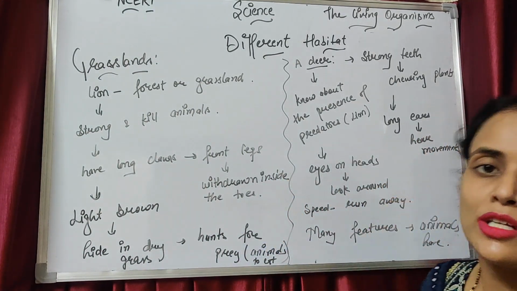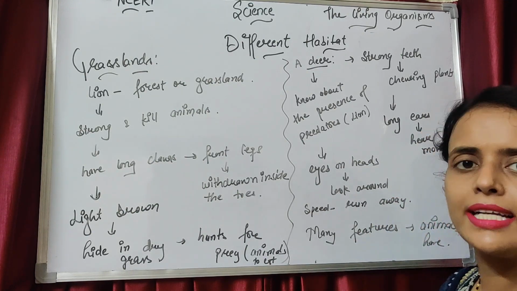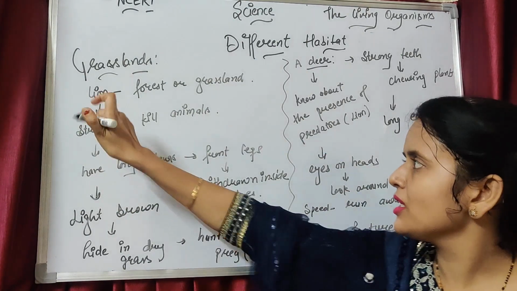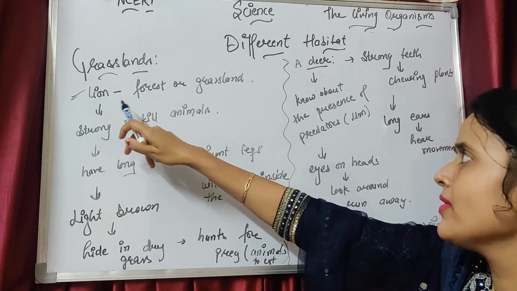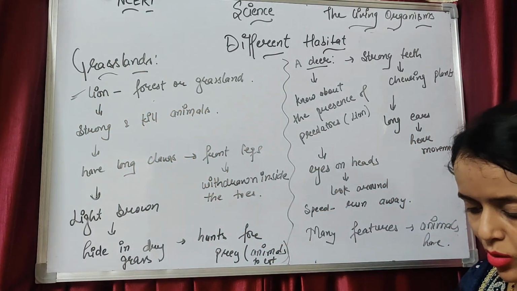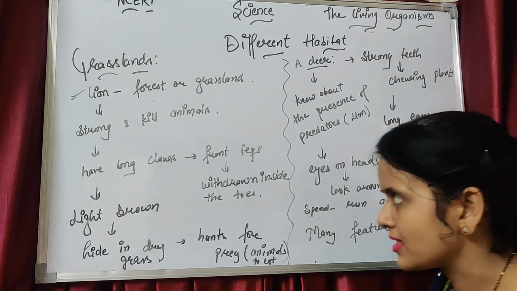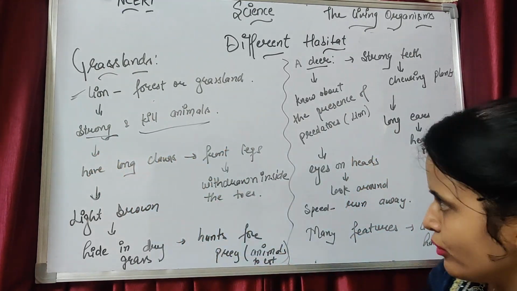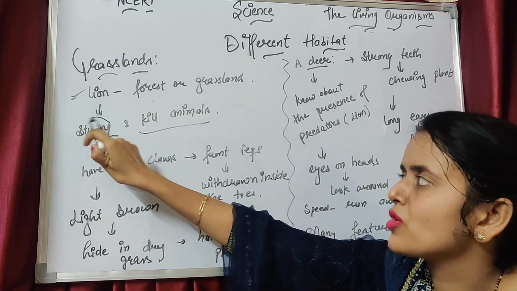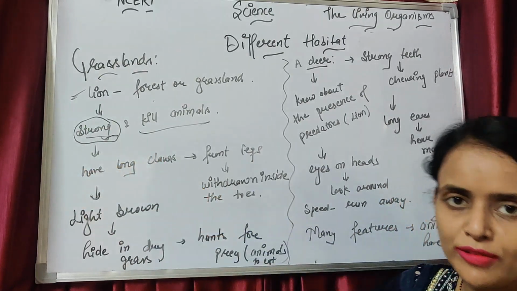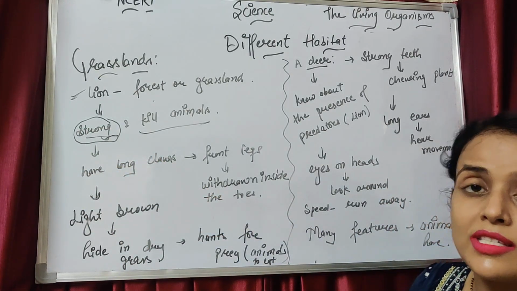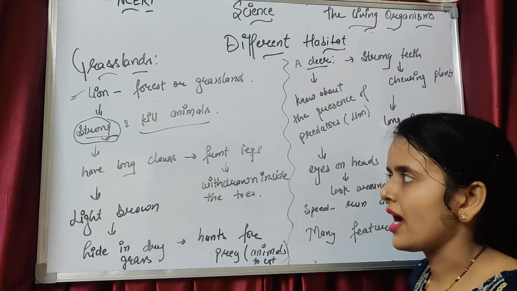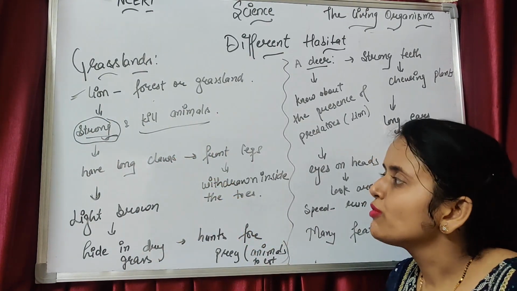Okay, so let's take two examples. First is the lion and second is the deer. Let's start with the lion. A lion lives in the forest or grassland. That means the lion's habitat is a forest or grassland. The lion is a very strong animal and kills other animals for food. The lion is the king of the forest, the strongest animal in the forest.